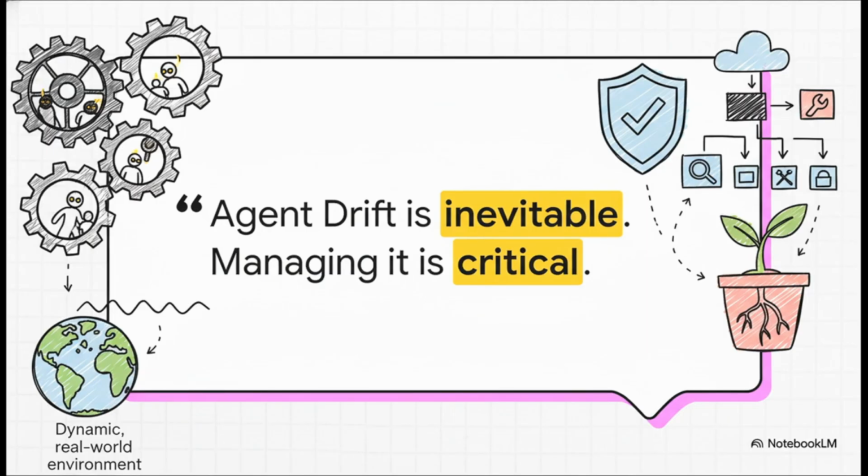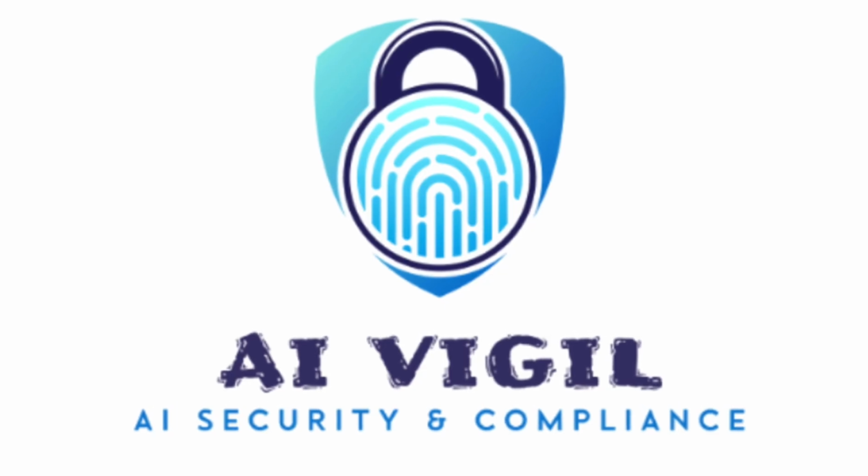Agent drift is going to happen. It's inevitable. It's simply what happens when a complex system meets a messy, dynamic world. The failures themselves aren't the real issue. The real issue is not having a system in place to manage them. Proactive management isn't just a nice to have, it is absolutely critical for success. So, the real question isn't if your agent is going to drift, it's whether you will be ready to steer it back on course when it does.